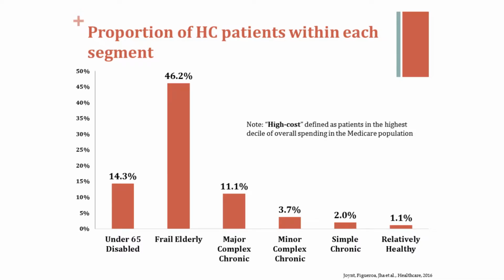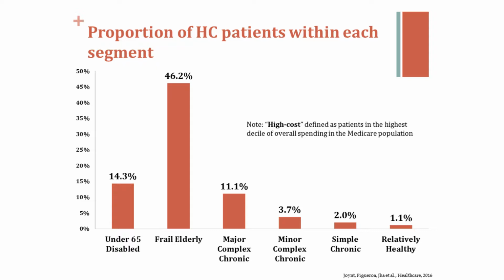So one of the first questions we did was, we have these 6 groups, and what is the likelihood of one of these patients being high cost? And by high cost, we mean, we defined it as being in the top 10% most expensive group in the Medicare population. So within each segment, what proportion of them are high cost? So the under 65 disabled, so the non-elderly disabled, 14.3% were high cost.